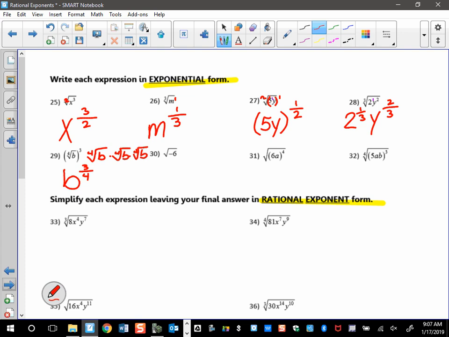Remember on that front page, I told you that 4th root of b all to the 3rd is the same thing as 4th root of b to the 3rd. So it doesn't matter if the exponent's out or in. How about 30?